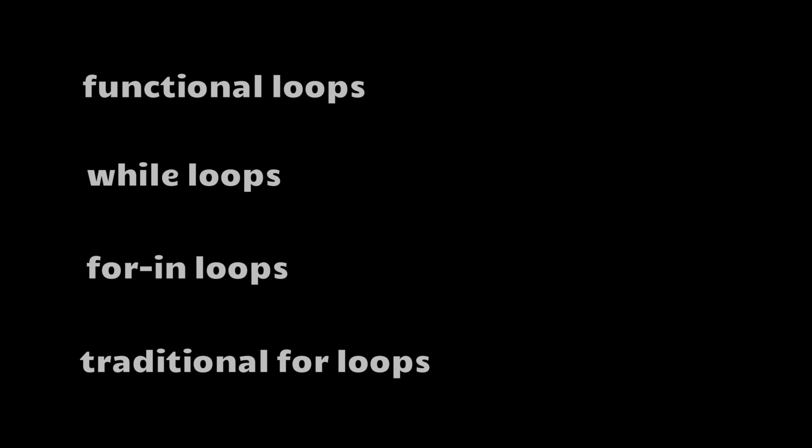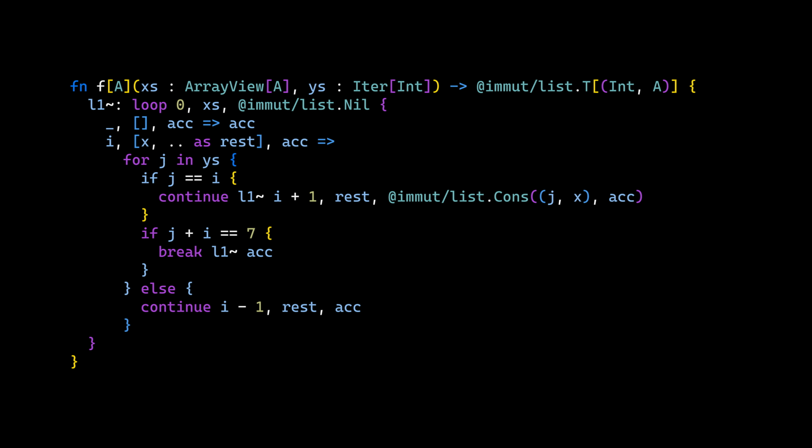MoonBit now supports labeled loops across various loop types, including functional loops, while, for in, and traditional for loops. With labeled loops, you can explicitly direct break and continue to target any loop labeled with a unique identifier, allowing for seamless jumps across multiple levels of nested loops.